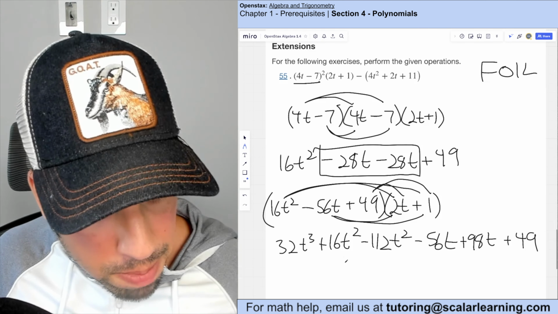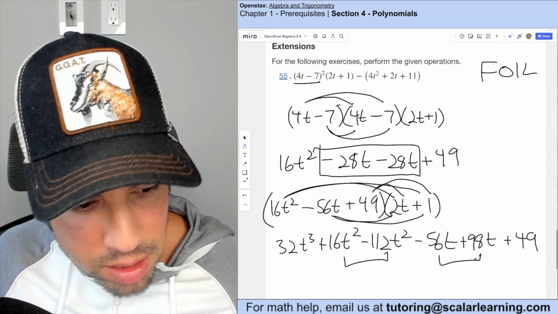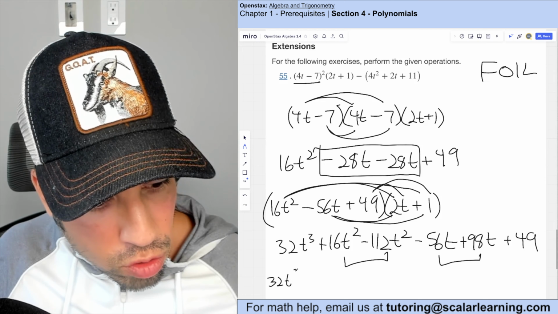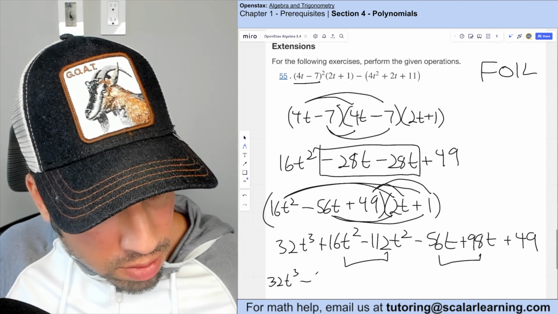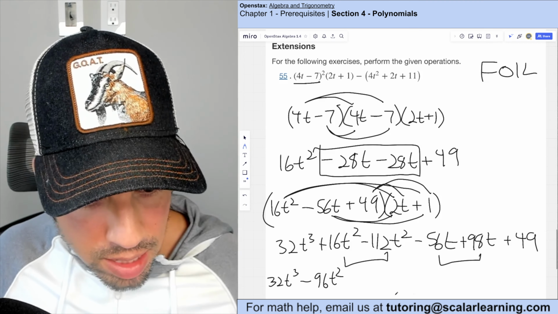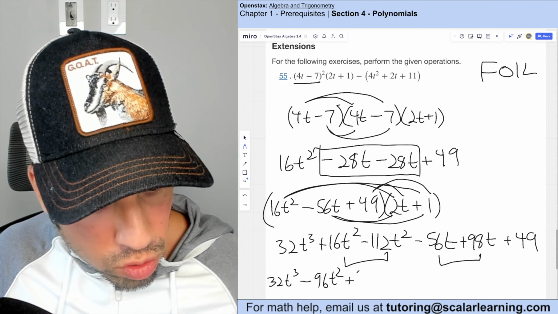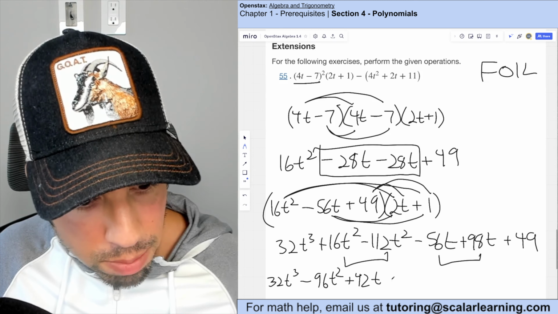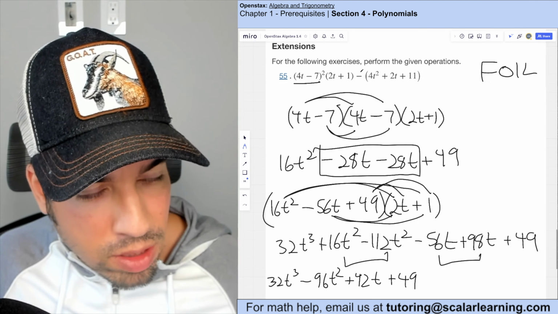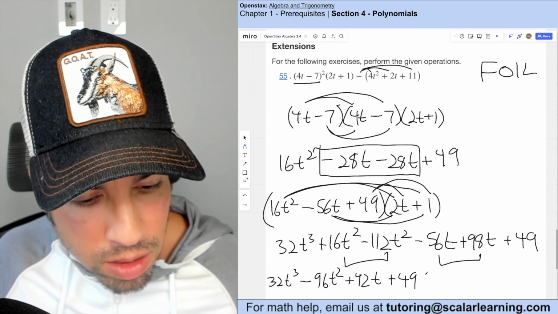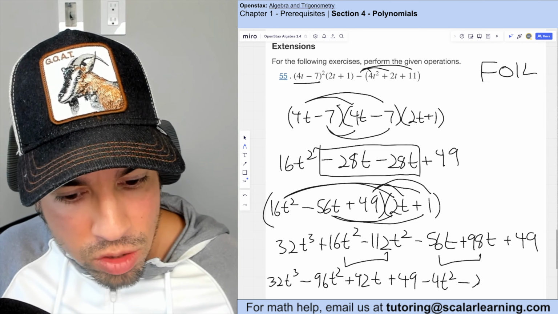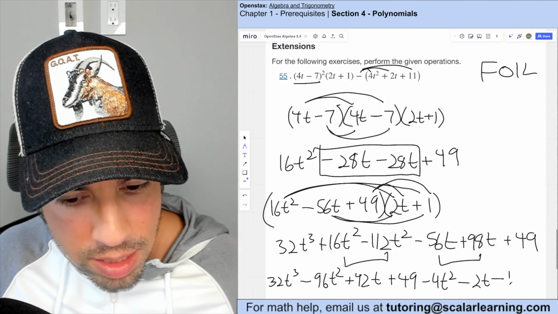Now we're going to combine like terms, these guys and these guys, and we get 32t cubed. 16 minus 112 is negative 96t squared. Negative 56 plus 98 is 42t, and then plus 49. And last but not least, we got to combine it with this guy, but don't forget we have to distribute that negative as follows. So we have minus 4t squared minus 2t minus 11.